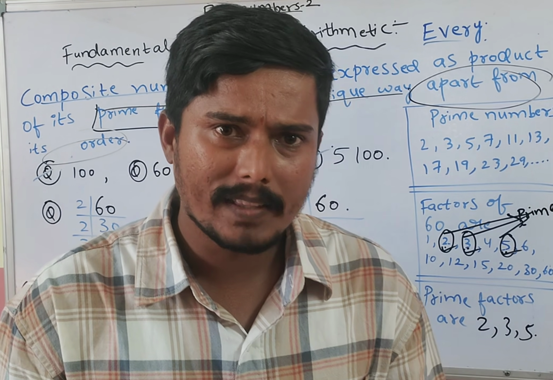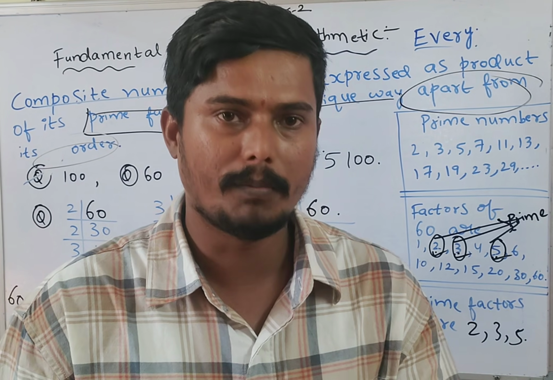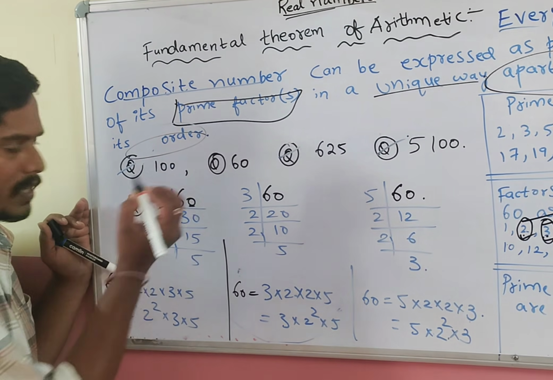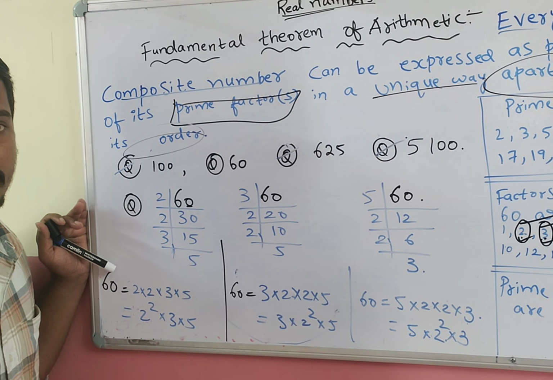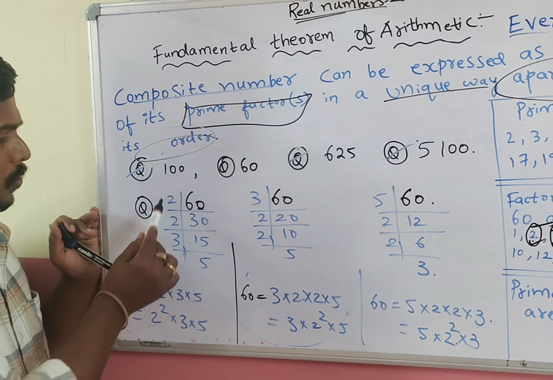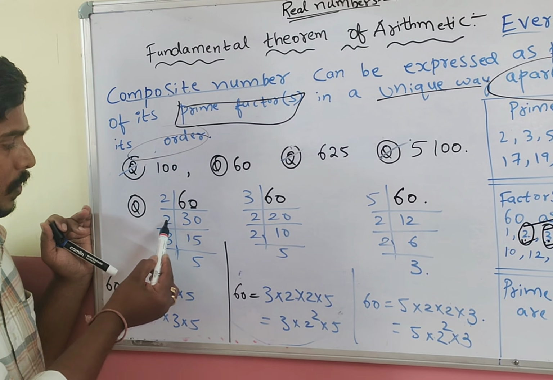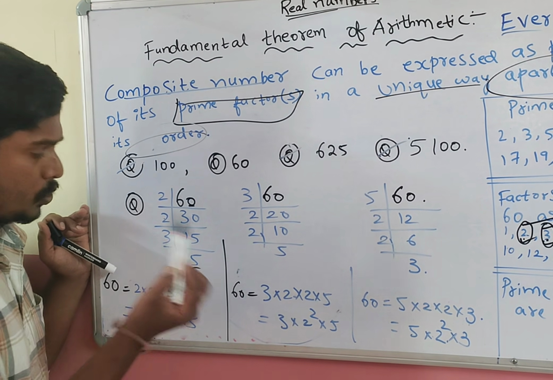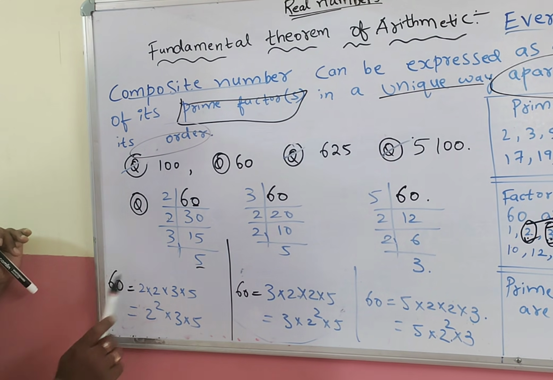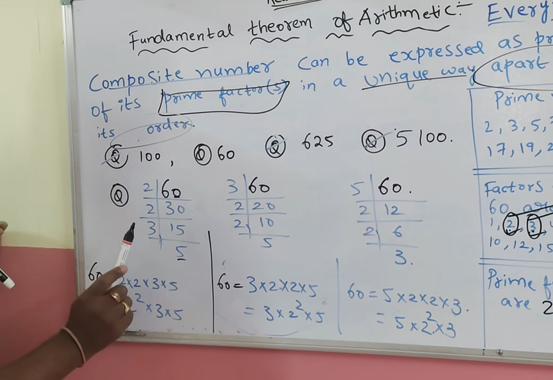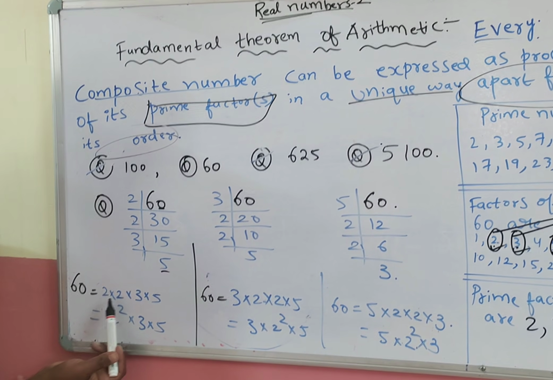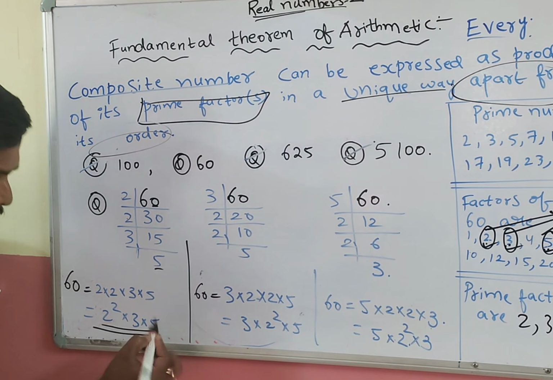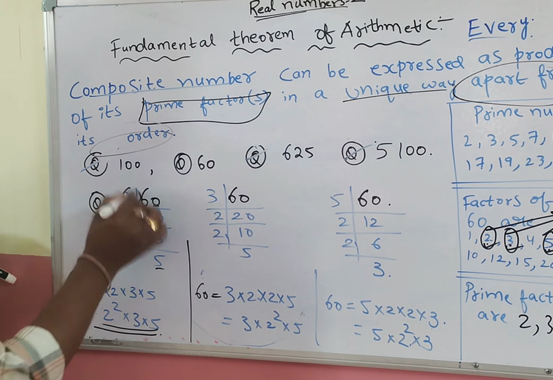Now look at the fundamental theorem of arithmetic for one number, 60. Look at this. 60, starting with 2, since the ones place is 0. Divisibility table of 2: 0, 2, 4, 6, 8. So 2 thirties are 60, 2 fifteens are 30, 3 fives are 15. The prime number, stop. I am writing. See, 60 equals 2 into 2 into 3 into 5. So it is 2 square into 3 into 5. Here I started with 2.